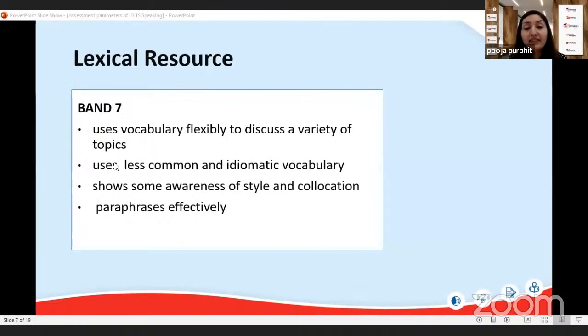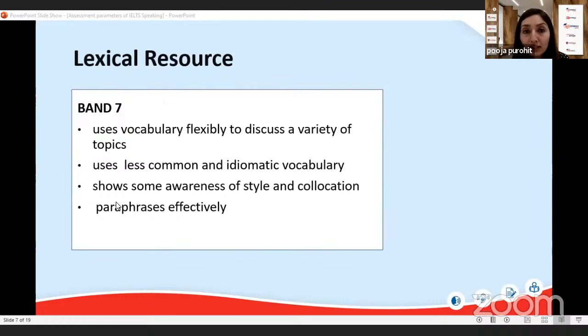Moving further, the next important parameter is lexical resource. Lexical resource, if I talk in general language, is vocabulary, right? So the range of words that you use to express your ideas is your vocab. You should have an understanding of how to paraphrase effectively. You should also know different synonyms.